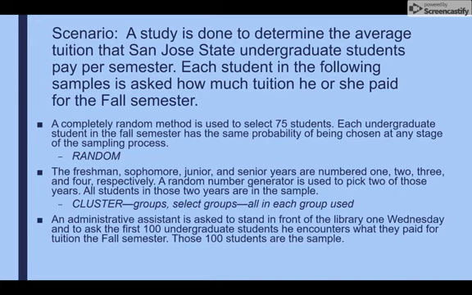Finally, an administrative assistant is asked to stand in front of the library one Wednesday and to ask the first 100 undergraduate students he encounters what they paid for tuition the fall semester. Those 100 students are the sample. That's obviously convenience because I have easy access to the folks going into the library.